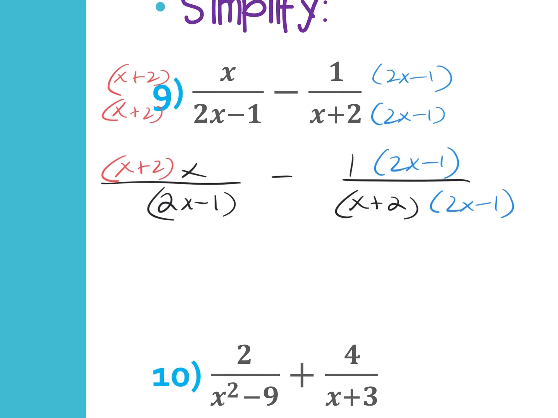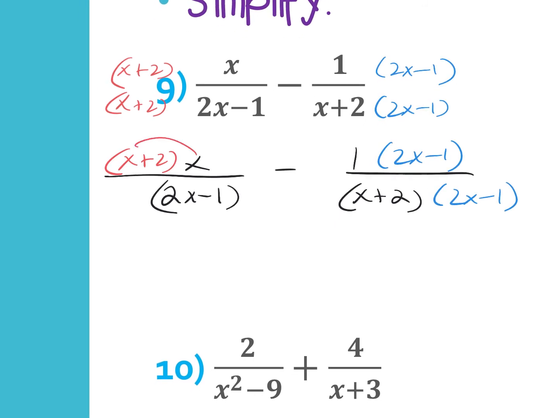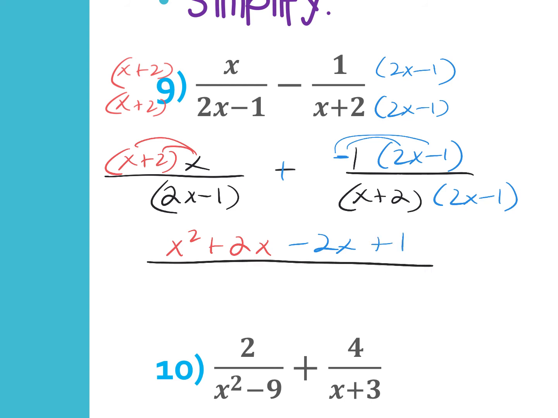And now I need to distribute x to the x and x to the 2x. And then over here, I could treat this as a -1 that I'm going to distribute. So -1 times 2x and -1 times -1. And then it's got the common denominator. So x plus 2 over 2x minus 1.